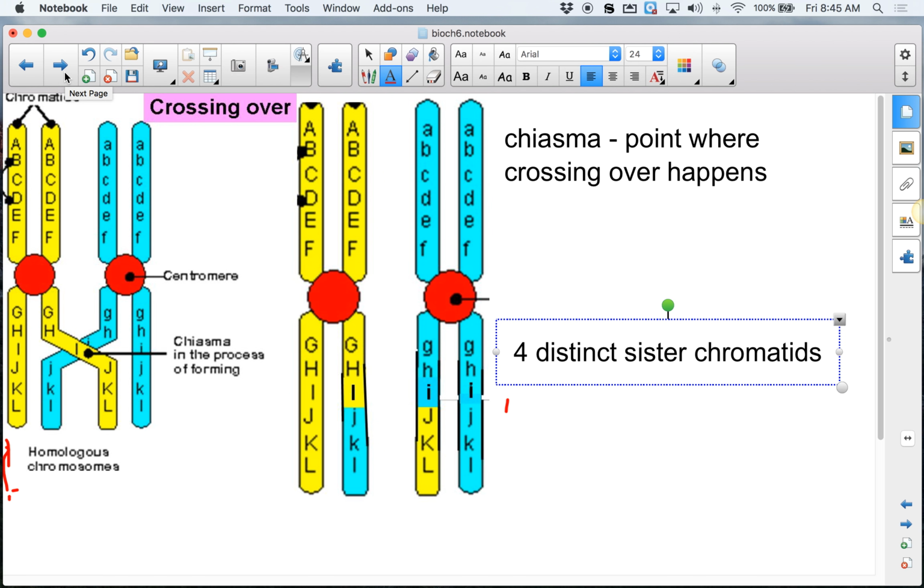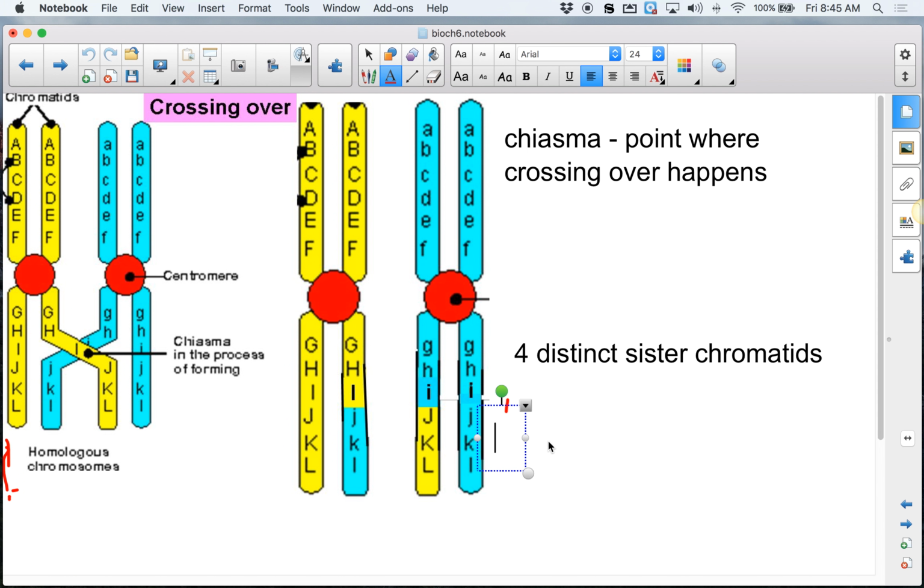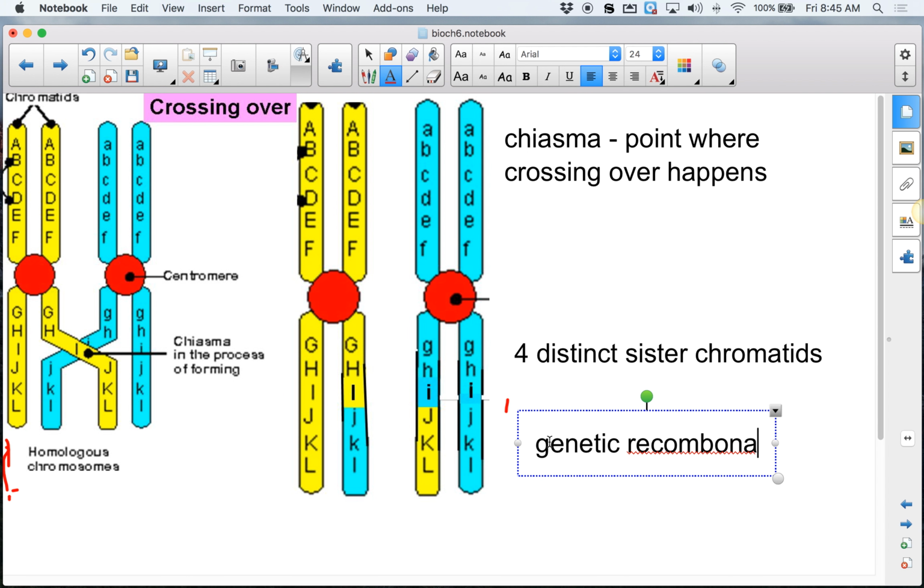So that all happens in prophase 1. Prophase 1 is kind of the most special part of meiosis, because that's where this genetic recombination happens. And I think it would be good to write that term down. So let's put that here. So this is a form of genetic recombination.